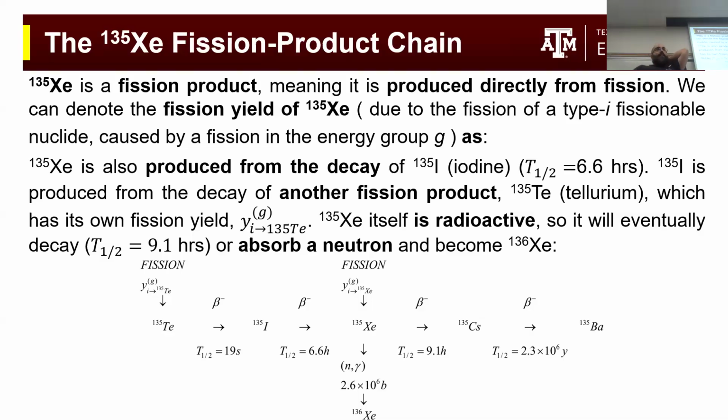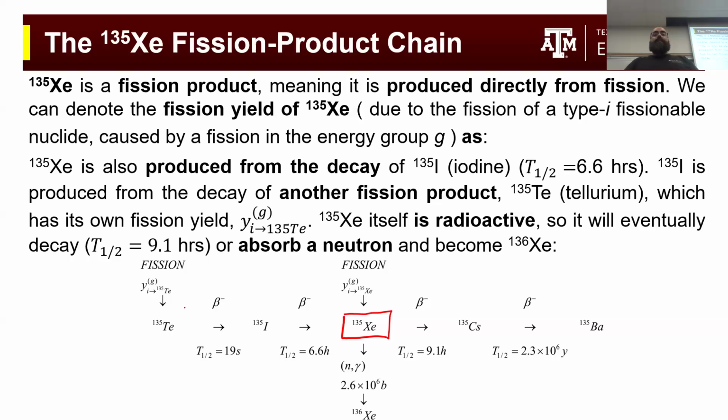So we need to know where xenon comes from, and we need to know how xenon might be lost. Xenon actually comes directly from fission. So you can have fission reactions that directly produce xenon-135, with a certain yield of fissions caused by neutrons of group G on a fissionable nuclide of type I. So one of our gain mechanisms for xenon, here's our xenon right here, is from fission.